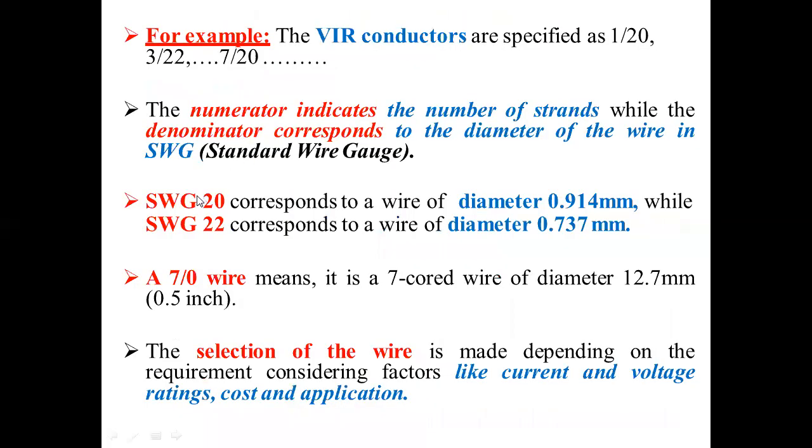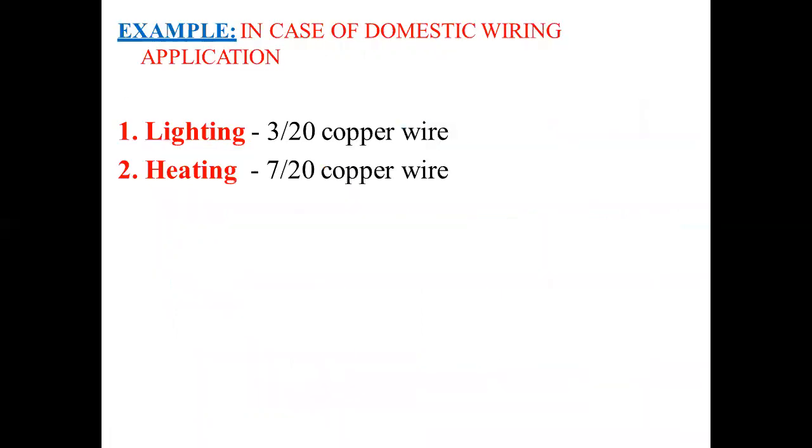These are some examples. The standard wire gauge 20, standard wire gauge 22. It depends on the diameter. If it is 20, it has one diameter, and 22 has the next diameter. So each wire carries a different capacity of current. The selection of the wire is made mainly depending upon the current and voltage ratings, cost, and application. That's why different types of wires are available based on the current carried by the wire.